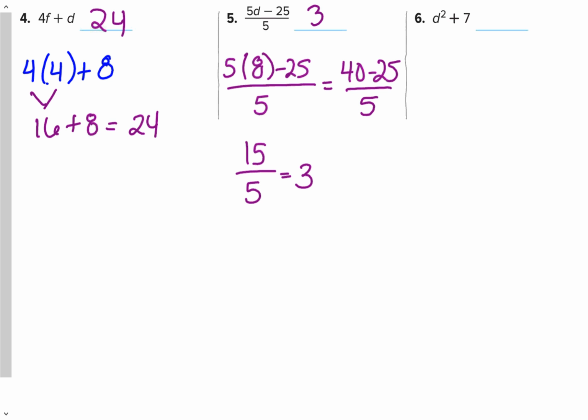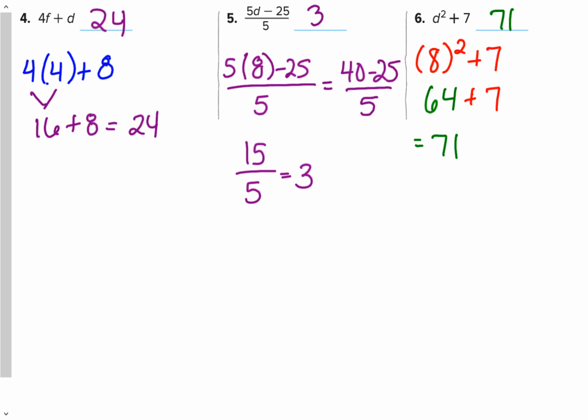Okay, next we have d squared plus 7. D is 8, so 8 squared plus 7. We're going to square our 8 first, so that's 64 plus 7, and then 64 plus 7 is going to equal 71.